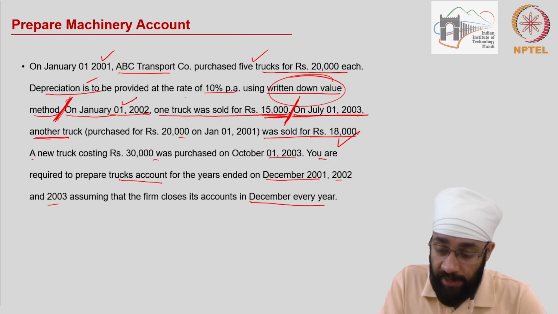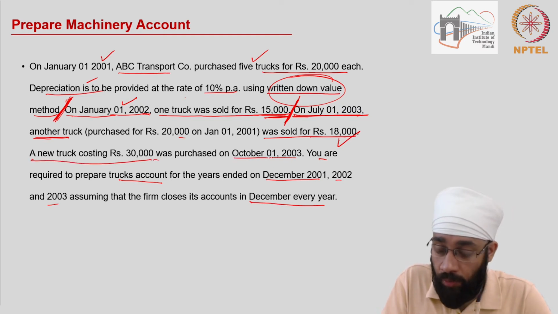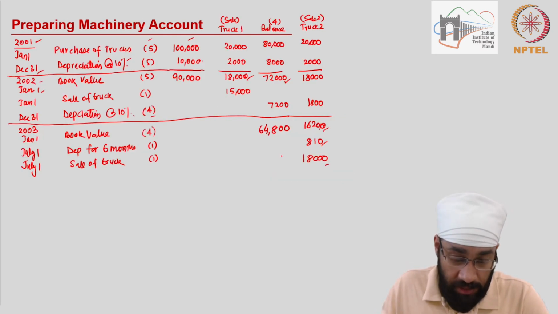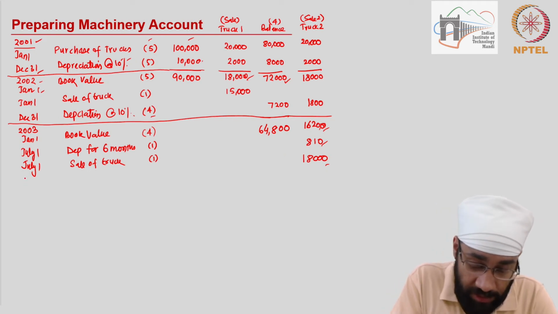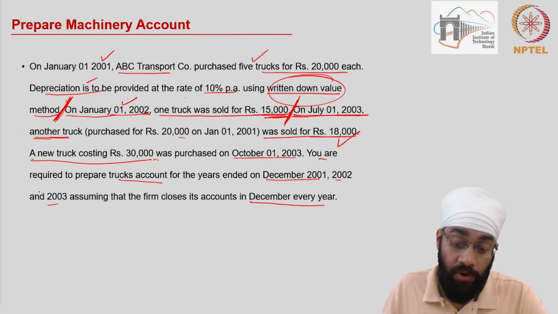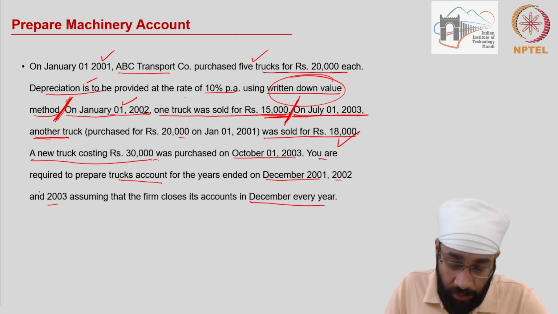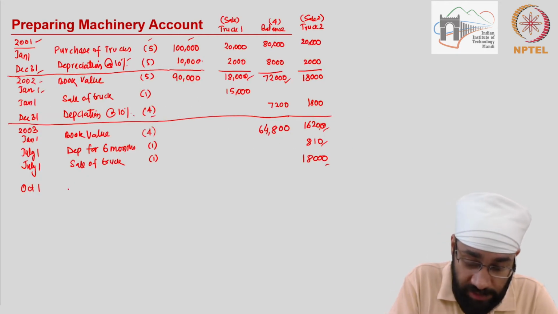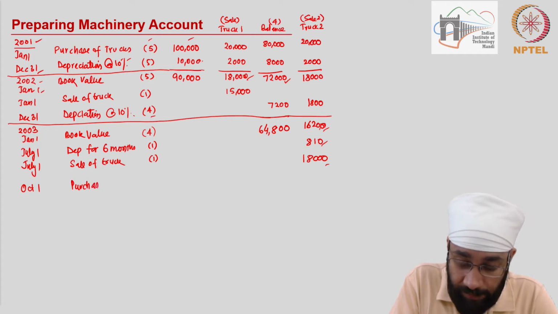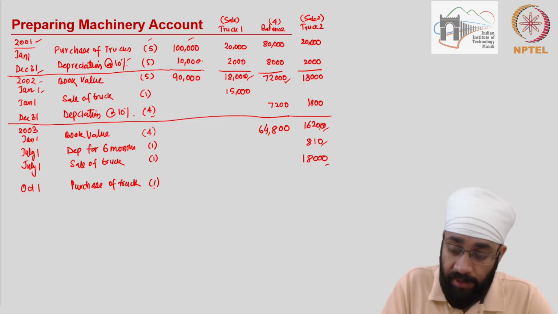Let's look at the next transaction. A new truck is being bought on October 1st, 2003. So we are running in 2003 and now there will be October 1st. October 1st, new truck is being bought. So October, November, and December. 3 months are left in the same year, and a new truck is being purchased. So purchase of new truck, purchase of truck, one truck.